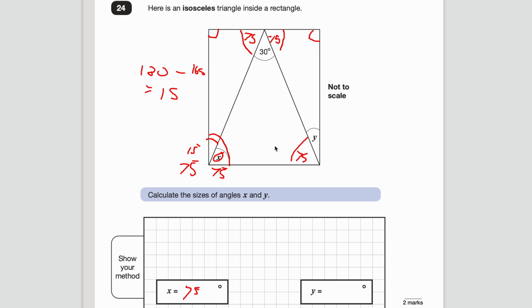We also could have just looked at the fact that it's an isosceles triangle. So because this angle is 75, this one will also be 75, because an isosceles triangle has two equal sides and two equal angles. Therefore, Y must be the other direction, which we've already worked out, is 15. So Y is 15 degrees.